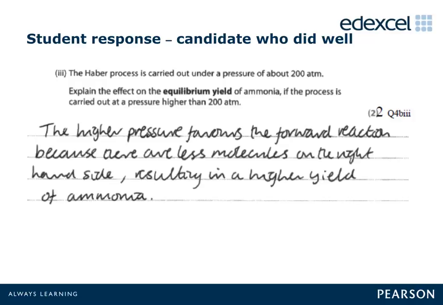This candidate showed a clear understanding of equilibrium. Since there are fewer molecules on the right-hand side of the equation given on page 10 of the question paper, an increase in pressure would result in a shift of the equilibrium to the products or right-hand side, and so increase the equilibrium yield of ammonia. This answer scores both points here.